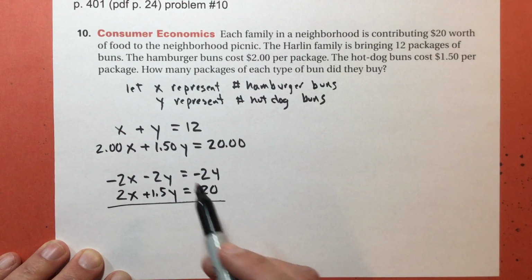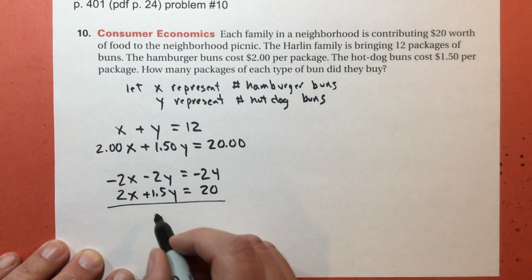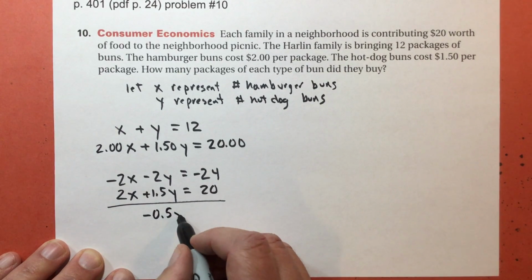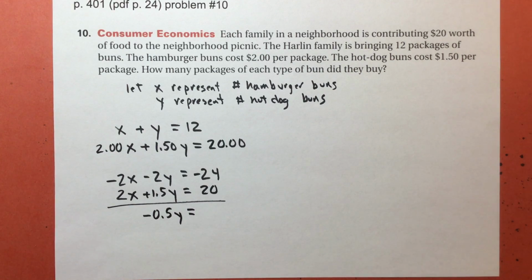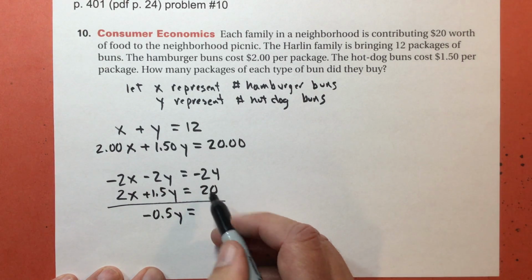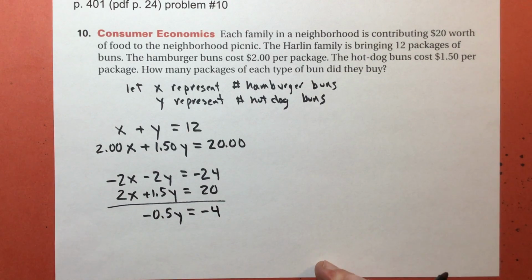Add those together. Negative 2 plus 1.5 is negative 0.5y, and negative 24 plus 20 is negative 4. All right. Now I know you're probably thinking, how do you divide by a decimal? Well, a decimal is a way of representing a fraction. This is 5/10, which is 5 over 10, or 1/2. Dividing by a fraction, you learned you actually multiply by the reciprocal.